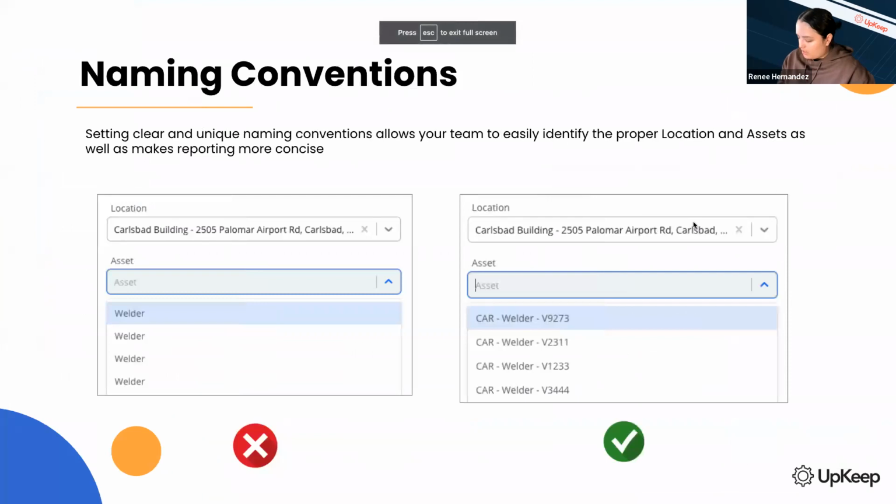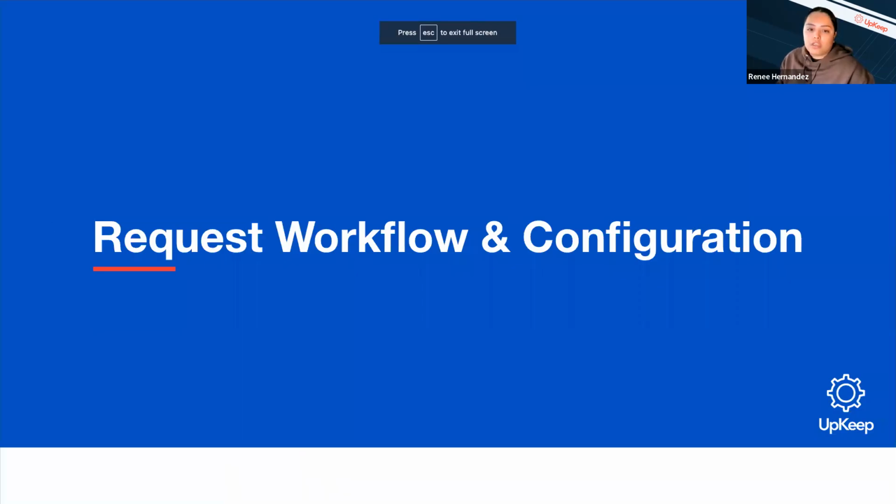But perfect. Now that we've covered assets, locations, and how to set them up both on the web app and on the mobile app, let's actually talk about request workflow and configuration. So the main component of UpKeep is in our work order. So everything that we discussed in adding users, our locations, assets, all of that will really come together here, depending on the workflow.